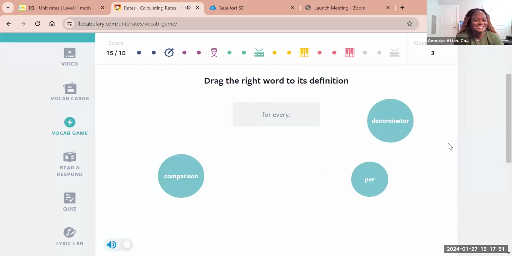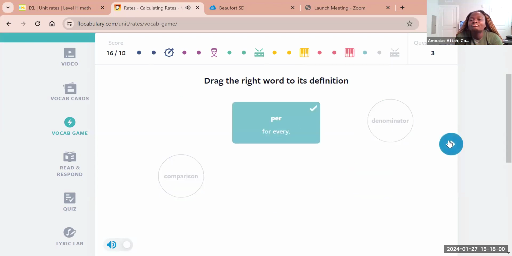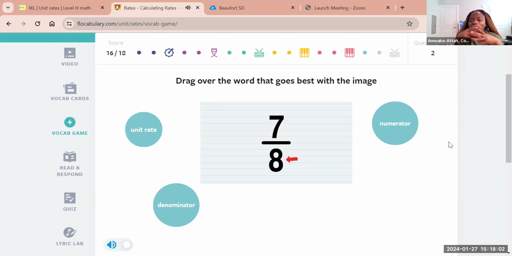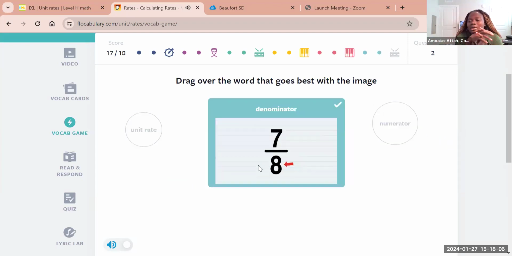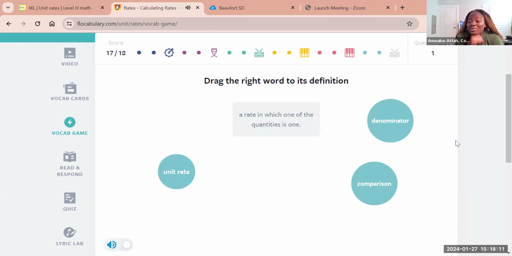Okay. For every pair. So I'm clear from you guys. These are too easy. Leave it to them last. So, last: a rate in which one of the quantities is one. Minutes. All right. That is so perfect, guys.